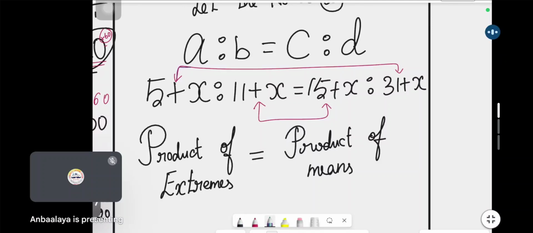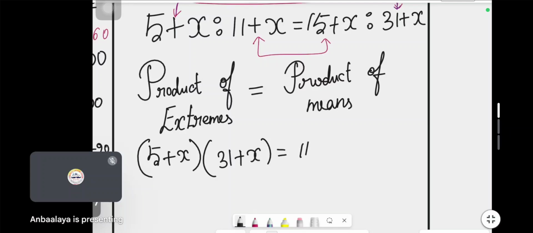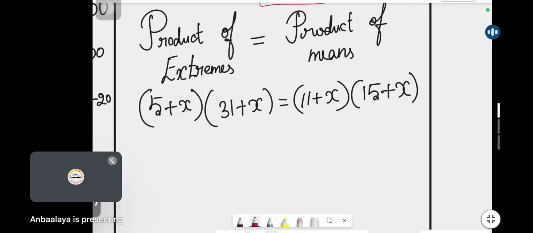Here the extremes are the outside numbers, A and D. 5 plus x and 31 plus x are the extremes, and B and C are the means. 5 plus x into 31 plus x is equal to 11 plus x into 15 plus x. So let me multiply this. This is binomial multiplication. 5 into 31, multiply and tell. 155. Very good.